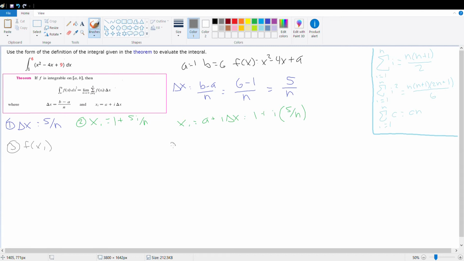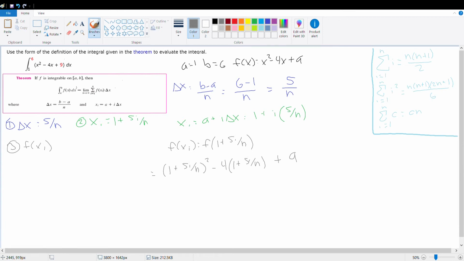And of course, f of x sub i is just f of 1 plus 5i over n. So wherever we see an x in our f of x expression, we replace that with 1 plus 5i over n. And so when we do that, we get 1 plus 5i over n, squared, minus 4 times 1 plus 5i over n, and plus 9 is just going to be in the back there.